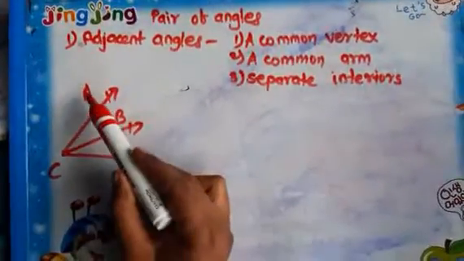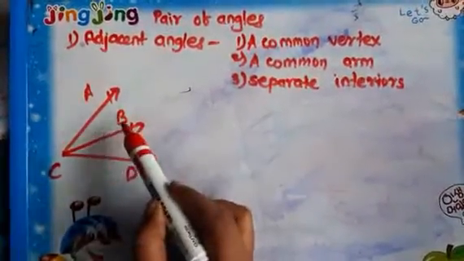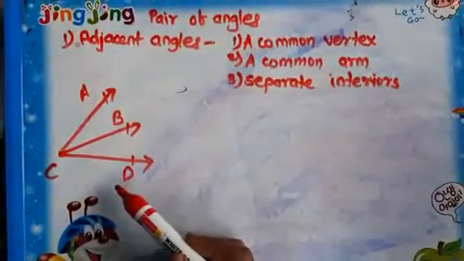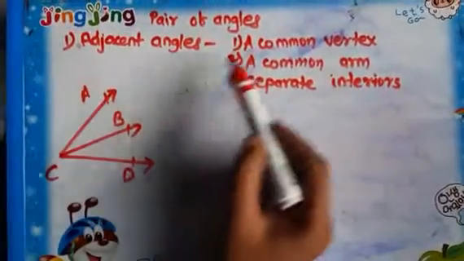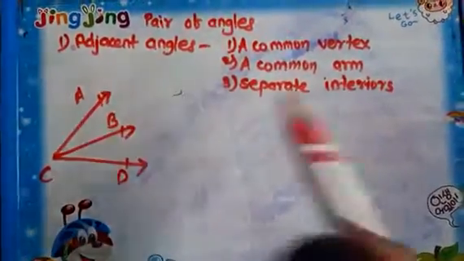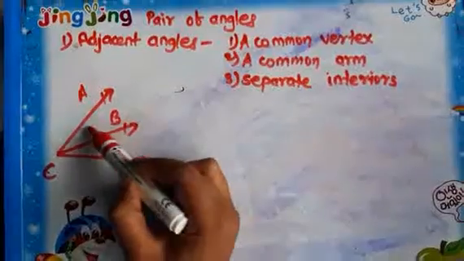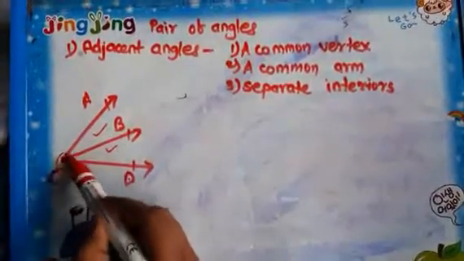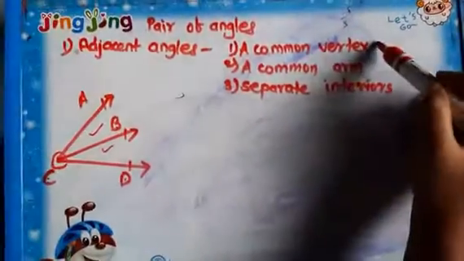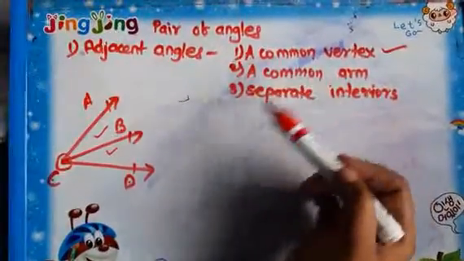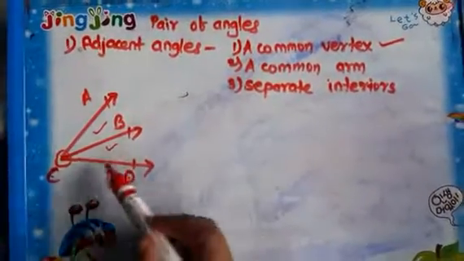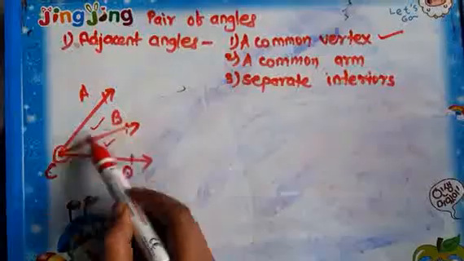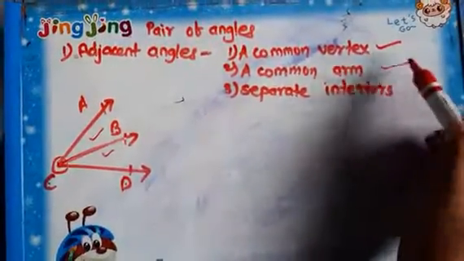You can see angle ACB and angle BCD. These are adjacent angles. Why? Because if you see, first is what? Common vertex. So this angle ACB and this angle BCD both have common vertex C. So this condition is satisfied. Next is common arm. There should be one common arm. This BC is common between this angle and this angle.